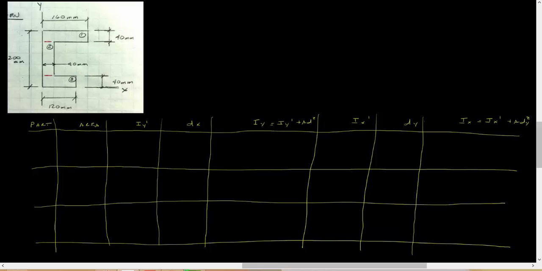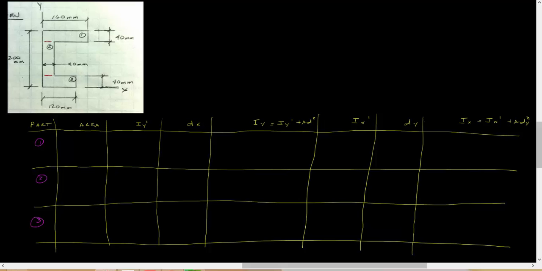This will be example 1 for chapter 10, and we are looking at a C channel. If you notice on the figure, I have already drawn two small lines and labeled my parts 1, 2, and 3. So I'm going to put those in here: part 1, part 2, and part 3.